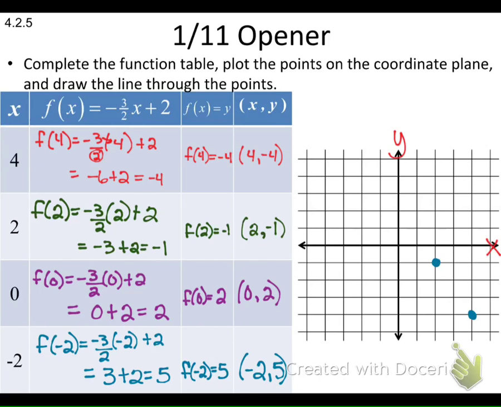You're going to plot what's in the purple. My ordered pair that's in the purple, 0, 2. Start at my origin. Well, what's my x value? So I stay put. My y value is 2, right? So if it's my y value, I'm going to go up 2. There we go.